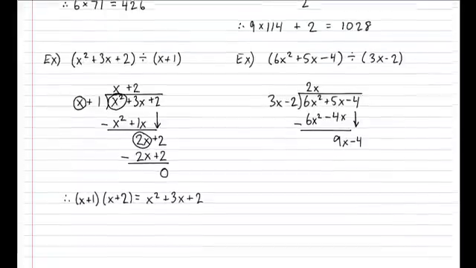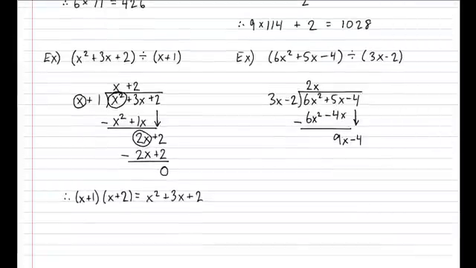Highest degree divided by highest degree. 9x divided by 3x is 3. Let's go back the other way. 3 times 3x is 9x. 3 times negative 2 is negative 6. Subtract. What's your sign combinations? 9x minus 9x is 0, so that's gone. Negative 4 subtract negative 6 gives you 2.